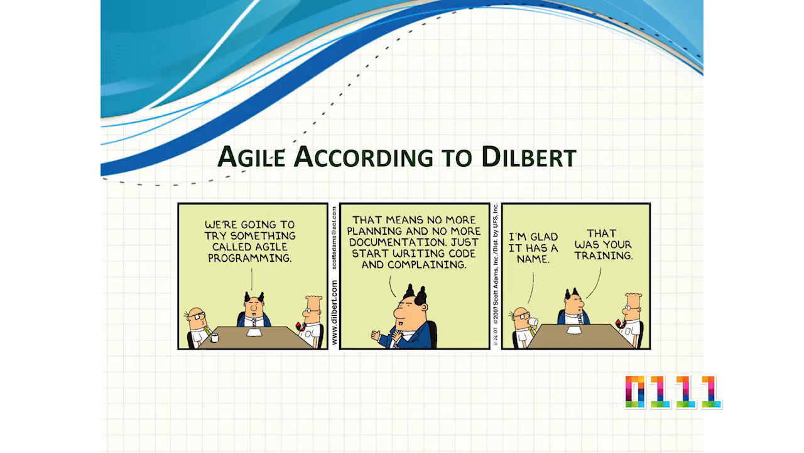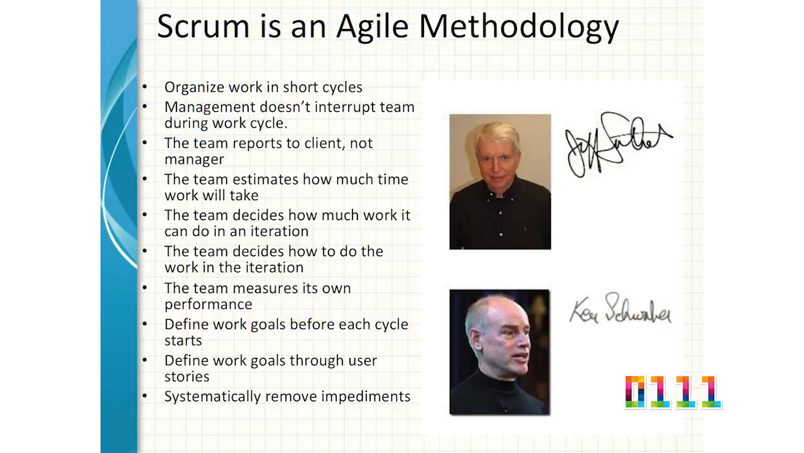Agile according to Dilbert. So we've got something called Agile programming. It's great. It means that we don't have to do documentation. Great. It has a name. And I'm going to focus on Scrum, which is an Agile methodology. It was developed by these 2 guys, Jeff Sutherland and Ken Schwaber. Probably mispronounced his name.